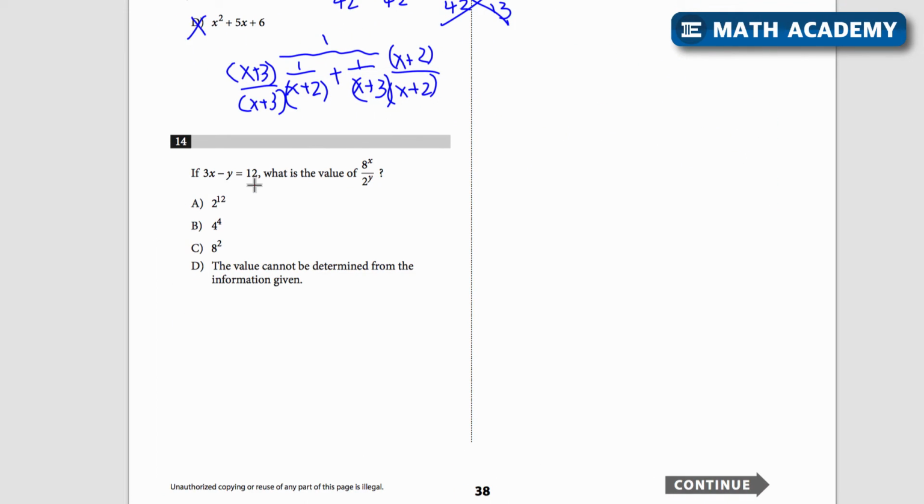If 3x minus y equals 12, what is the value of 8 to the x over 2 to the y? In order to understand how to solve this problem, it would be good to know a few rules of exponents. So one would be something like this.